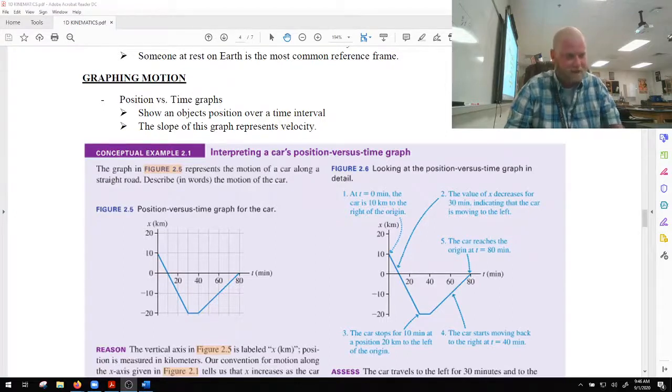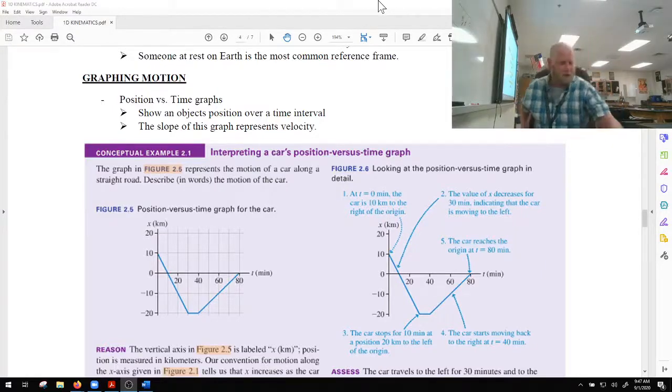So if, for instance, we were to look at this example of the car in example 2.1, the car starts at position positive 10. It moves towards the origin, passes through the origin, moves to negative 20, and then for about 10 seconds, what happens? Well, it sits here at negative 20 stationary. Then what does it do? Well, it starts to move back towards the origin and finally reaches the origin at 80 seconds. Right? So looking at your x-axis determines where the car is at each particular point in time.